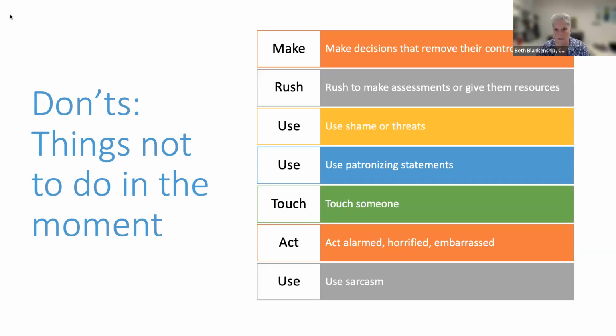Don't use shaming or threats or patronizing statements. Certainly don't touch someone without their consent or react in a way that is judgmental, alarmed, horrified, embarrassed, and sarcasm, right? Not a good thing in the classroom. Remarkably, a lot of students just don't hear sarcasm as humor. So if there's one don't I would really encourage you to adopt, it's just to drop some of that analytical tone that is so easy to come by in academia.